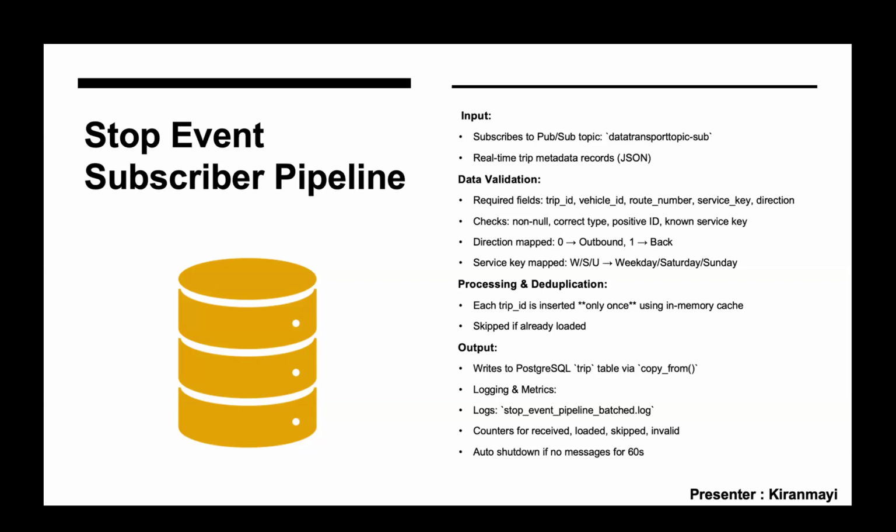We only insert each trip ID once using an in-memory cache, because in our DDL, our trip table has trip ID as primary key. So if a trip is already loaded, it will be skipped. Clean records are stored in the trip table in PostgreSQL, again using the COPY FROM method for efficiency.